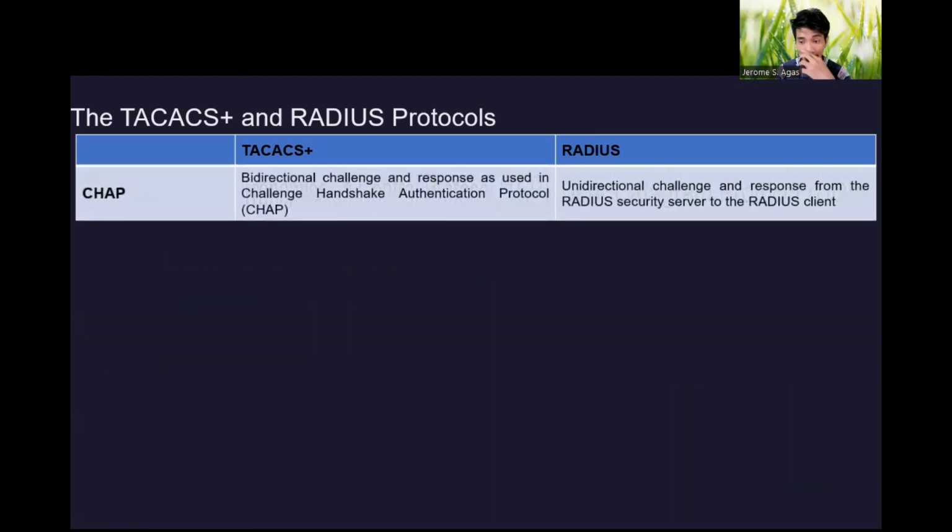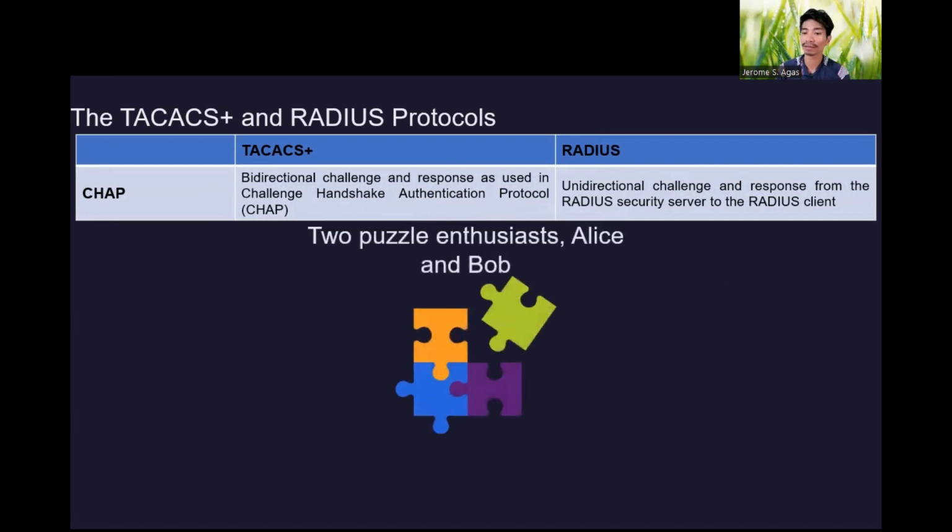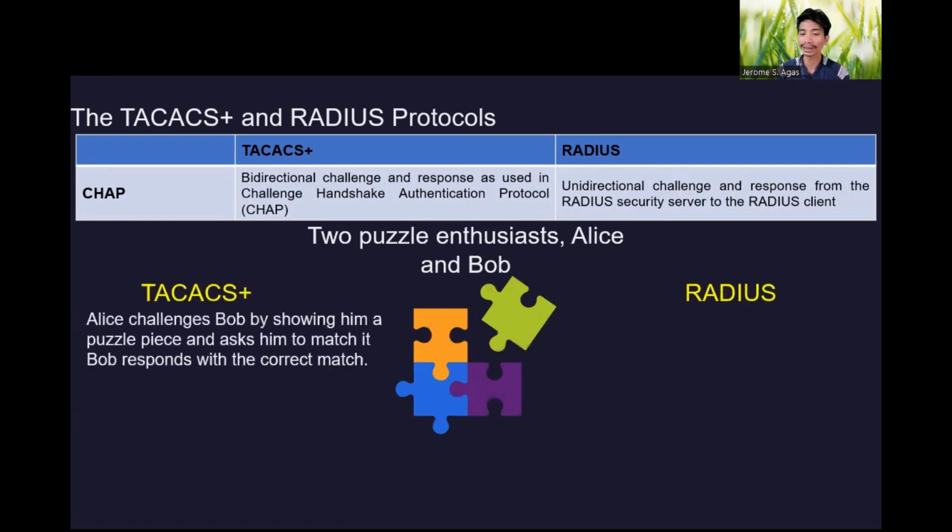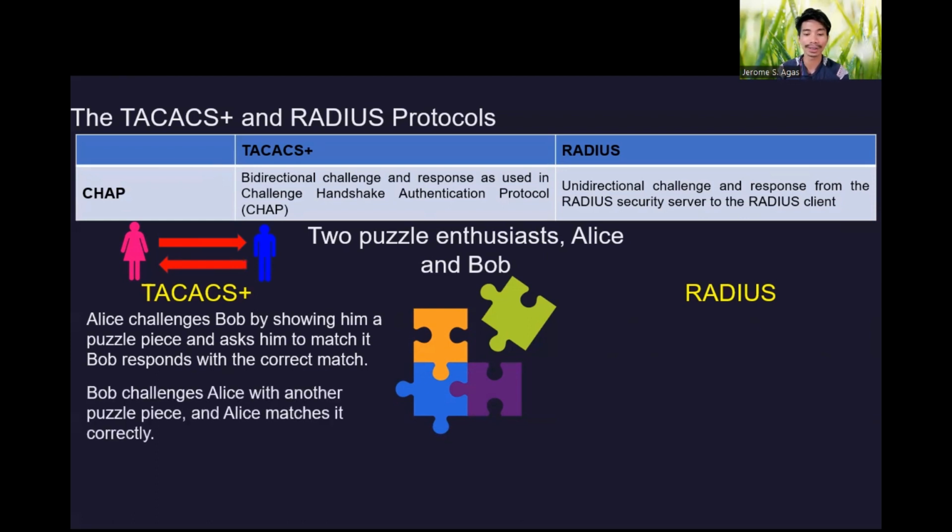So in terms of CHAP, meaning the Challenge Handshake Authentication Protocol. In this CHAP, you're using two-way communication, unlike RADIUS, which is a unidirectional challenge. So here is the example of two puzzle enthusiasts, Alice and Bob. In TACACS, Alice challenges Bob by showing him a puzzle piece and asks him to match it. Then Bob responds with the correct match. And also, as you can see in the figure on the screen, they send back the challenge to Alice. So Bob challenges Alice with another puzzle piece and Alice matches it correctly.